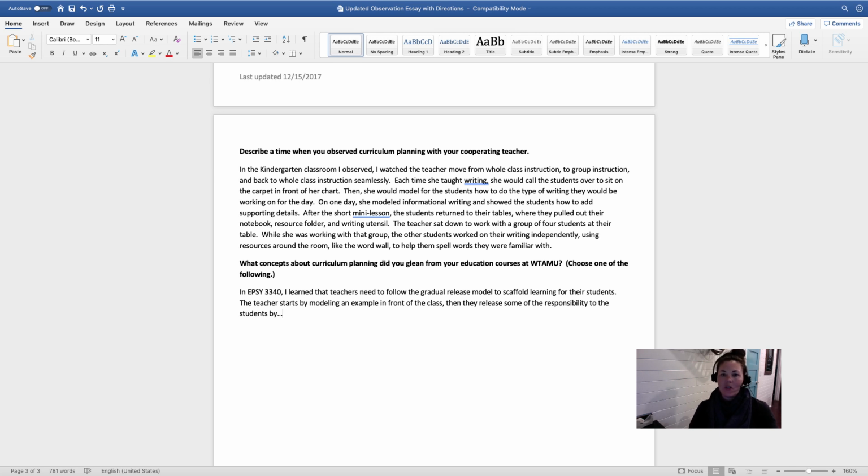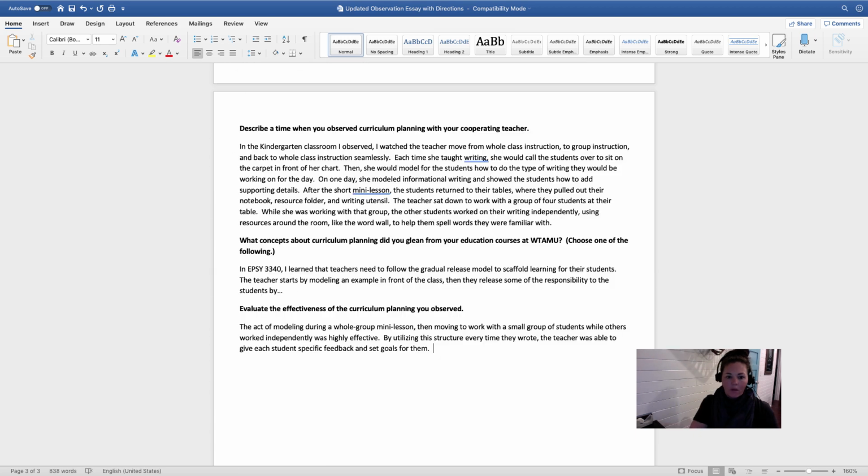My next step is to connect those two things together and talk about if what I observed was effective or not. Okay, so you'll see in the last part, you're going to respond to the statement, evaluate the effectiveness of the curriculum planning you observed. And I said the act of modeling during a whole group mini lesson, then moving to work with a small group of students while others worked independently was highly effective. By utilizing this structure every time they wrote, the teacher was able to give each student specific feedback and set goals for them. So you'll see those are my 3 parts that I want to see in that section.